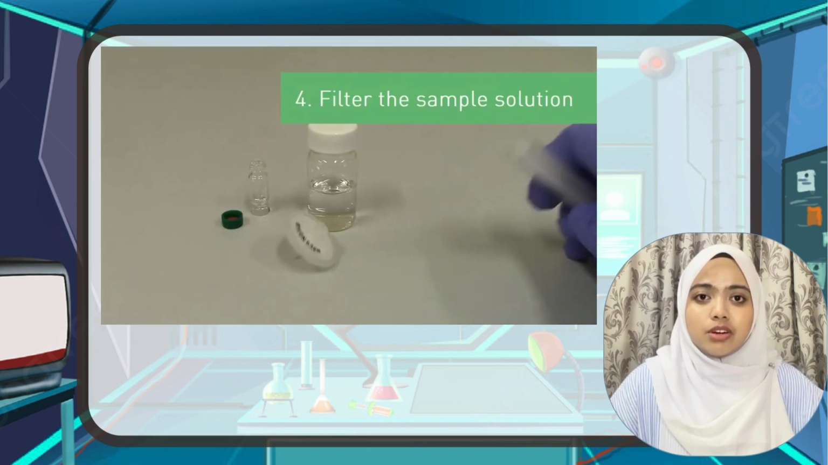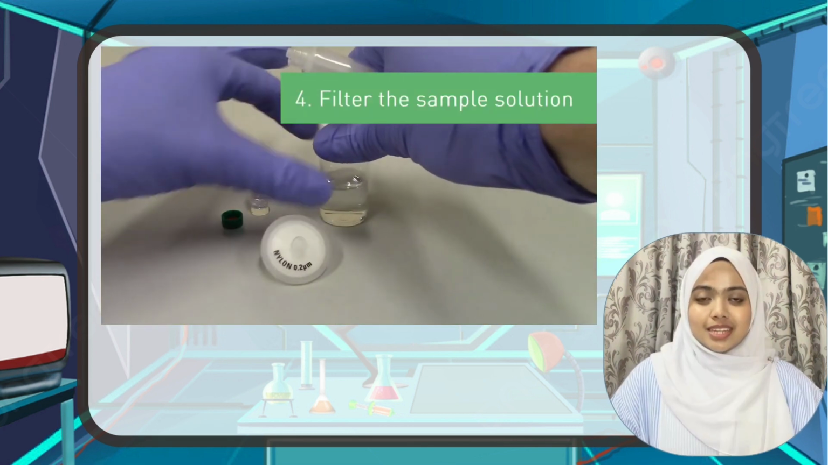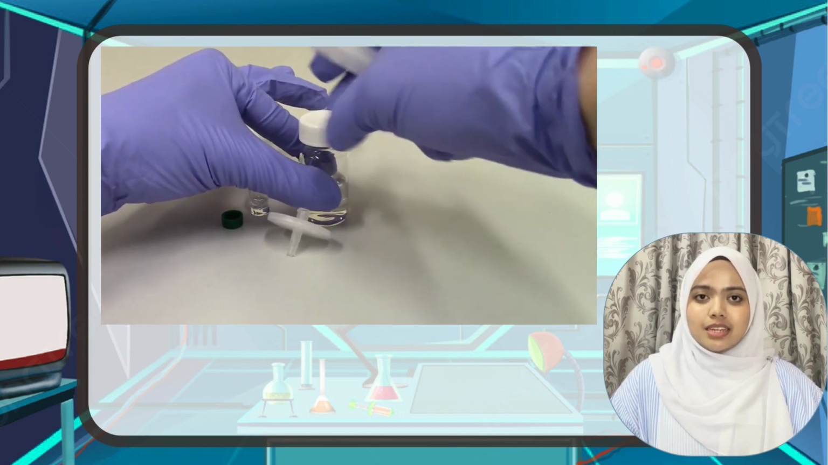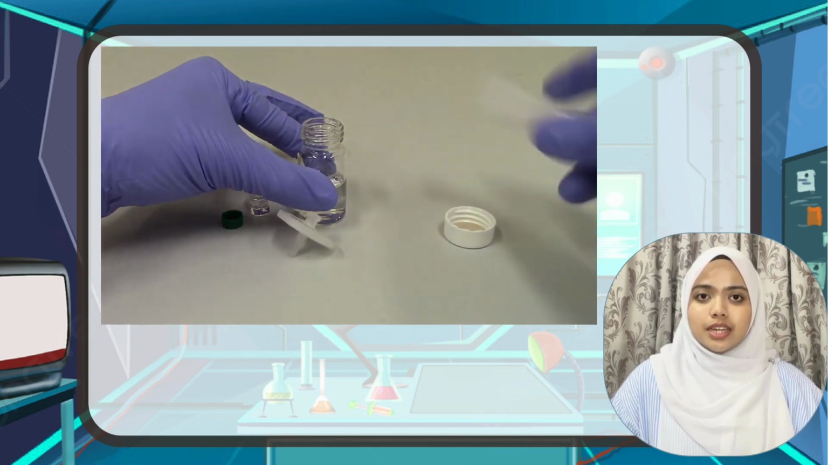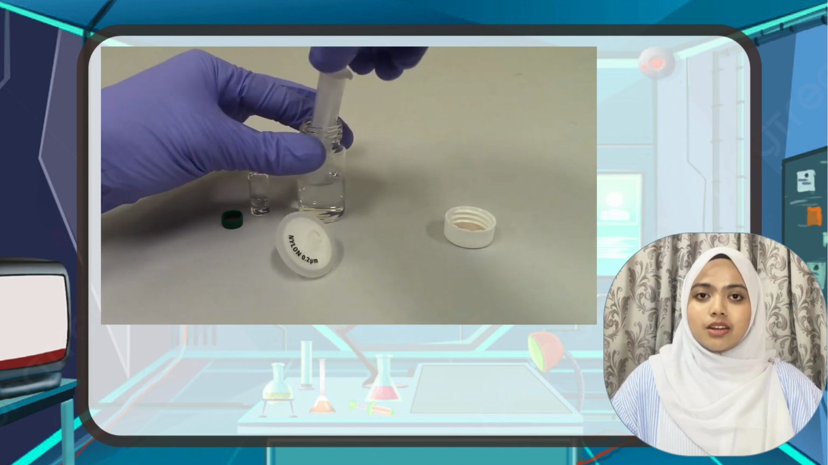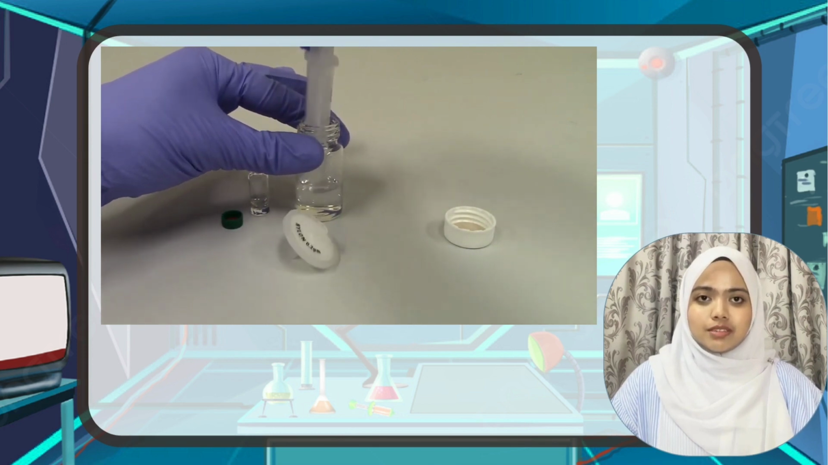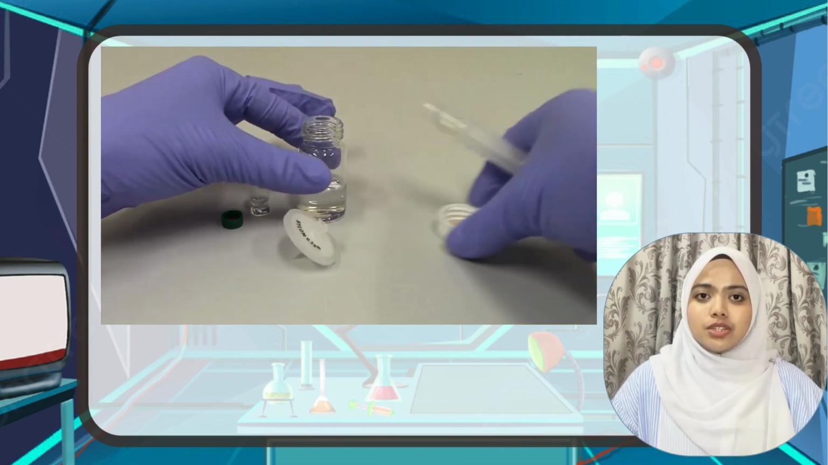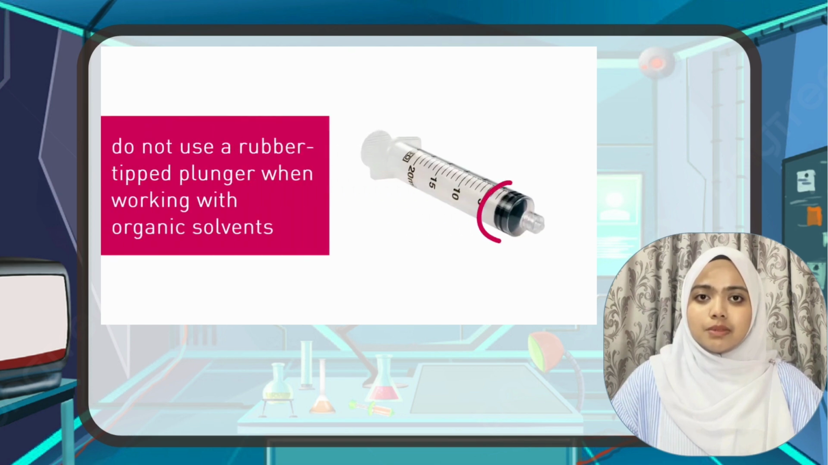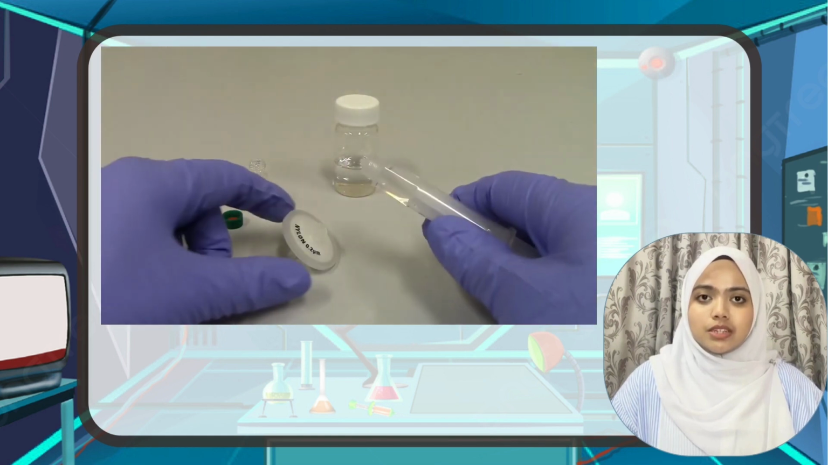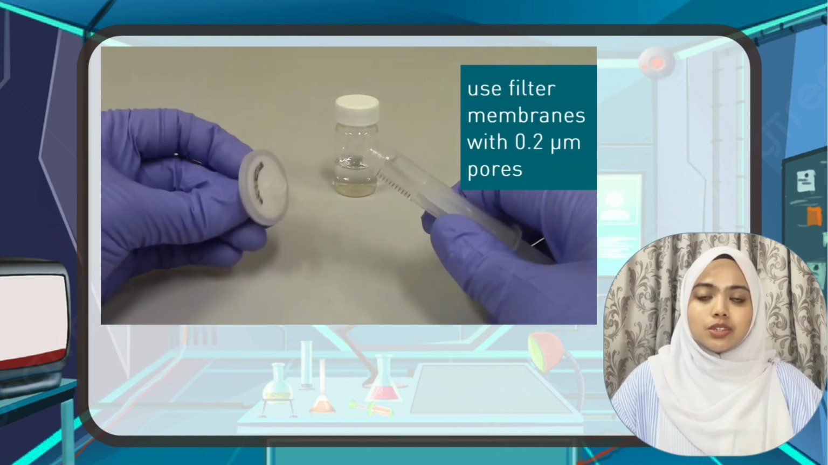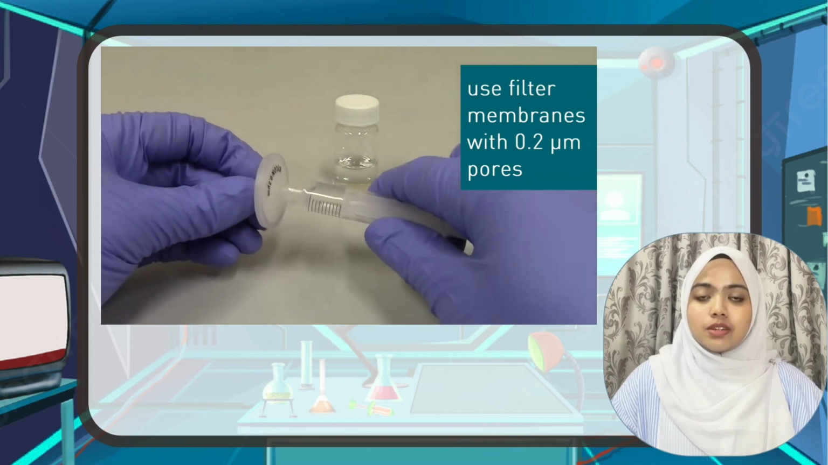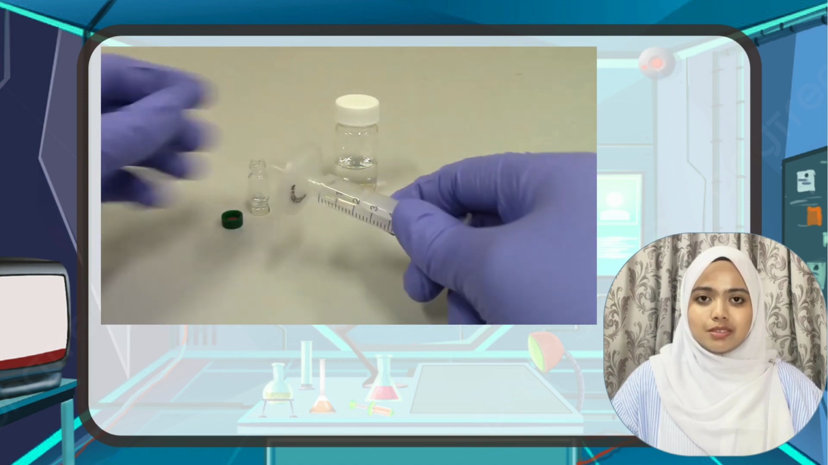Now that you have a homogeneous sample solution, the last step is to filter it. It is important to use a syringe and a syringe filter that are compatible with your sample solution. For example, do not use a syringe with a rubber tip plunger when working with organic solvents. Regarding the filters, we recommend filtering all sample solutions through a syringe filter with 0.2 micrometer pores.